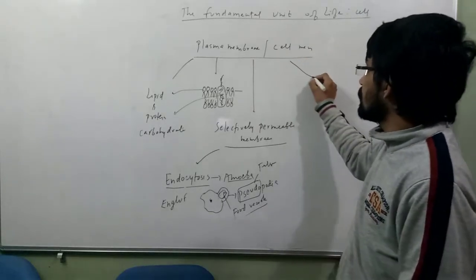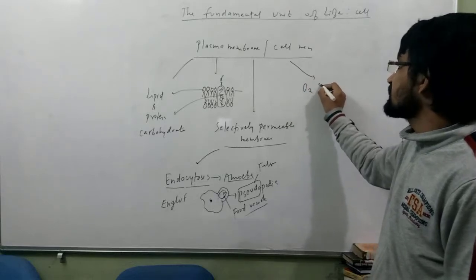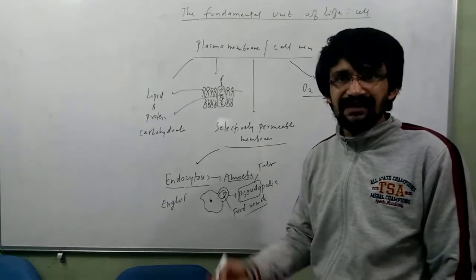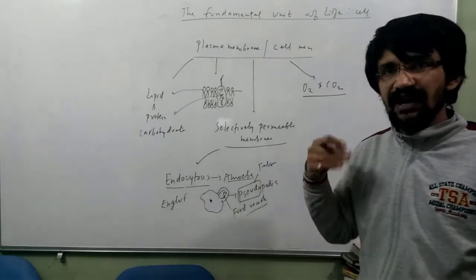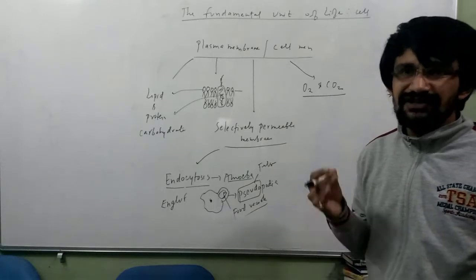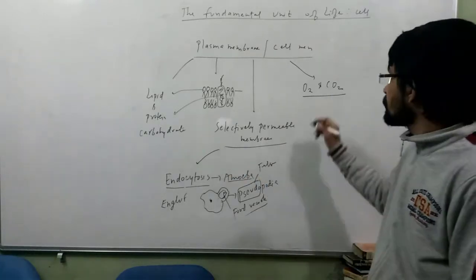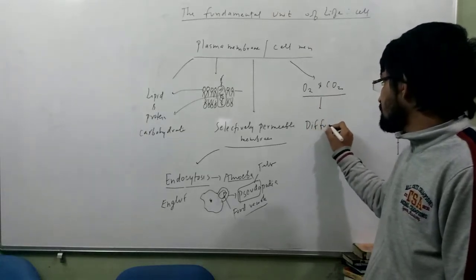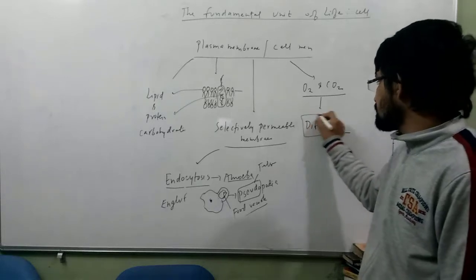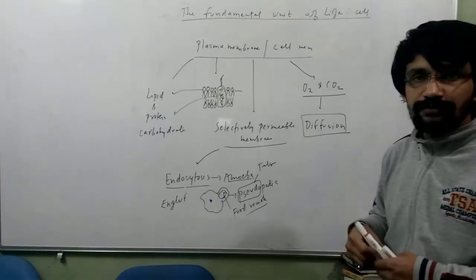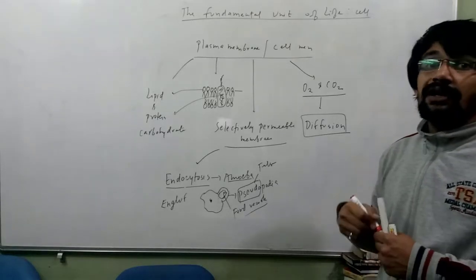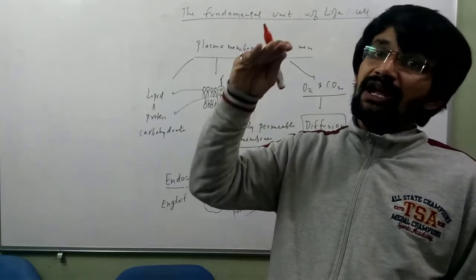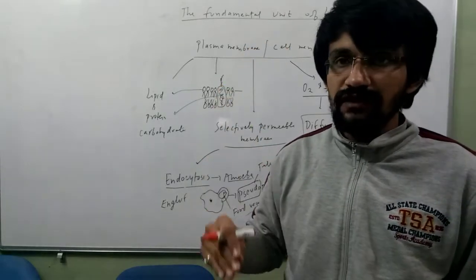Now let's talk about certain more things, like how the selection is taking place. We basically have two very important gases, oxygen and carbon dioxide. The oxygen has to be taken in and the carbon dioxide has to be given out in a cell for certain metabolic processes. This exchange of gases is taking place because of a special process called diffusion. Diffusion is a process in which there is movement from high concentration to low concentration.